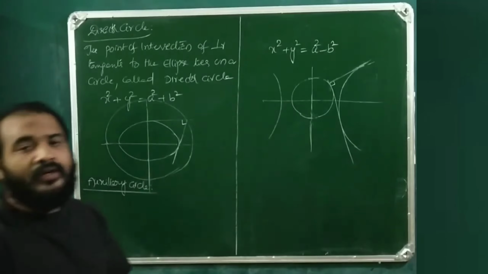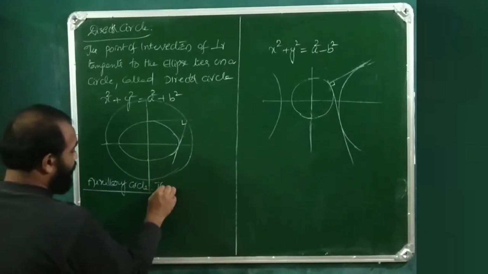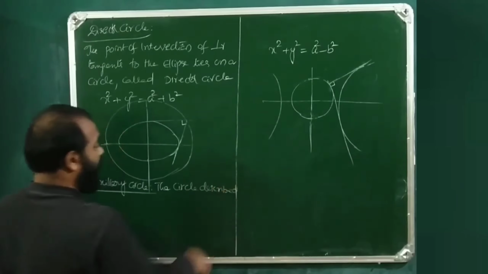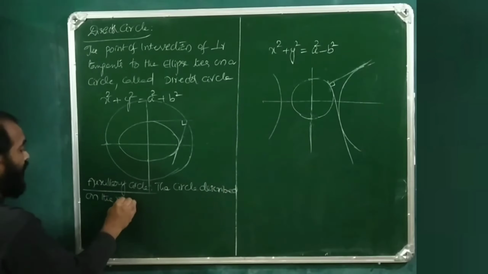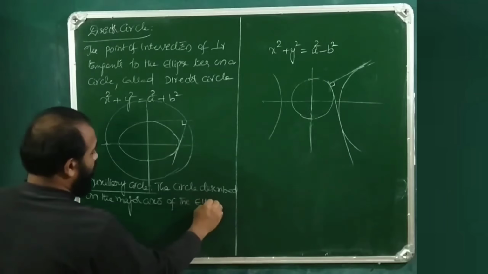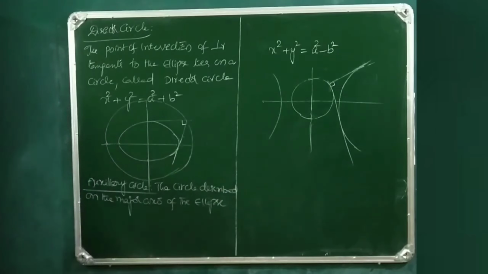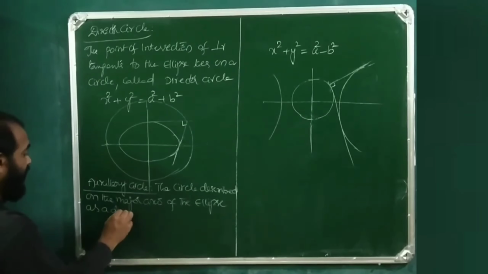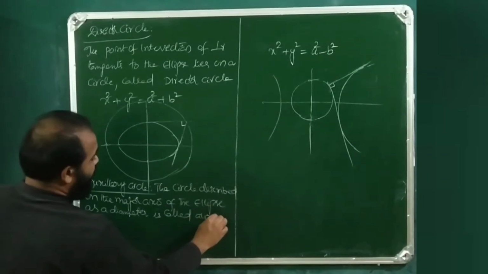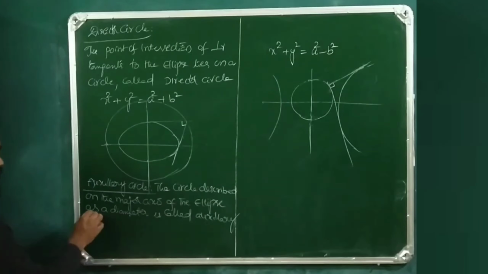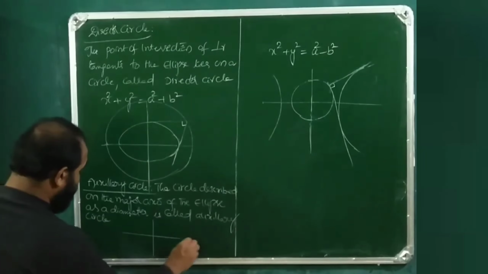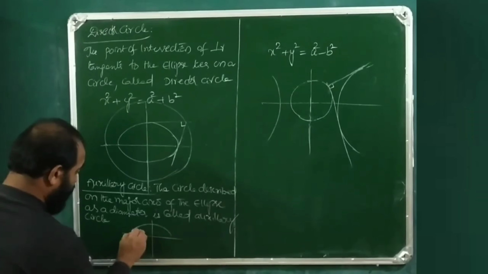so the auxiliary circle has got two definitions. The circle described on the major axis of the ellipse as a diameter is called the auxiliary circle. So, for example, this is the ellipse.